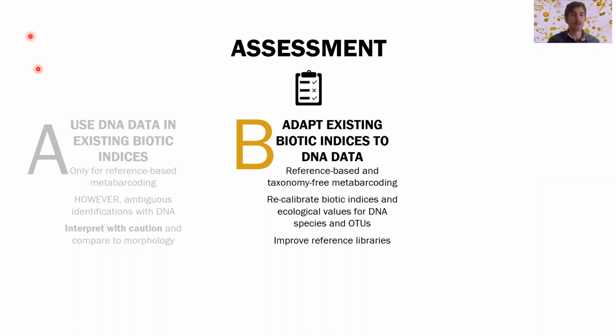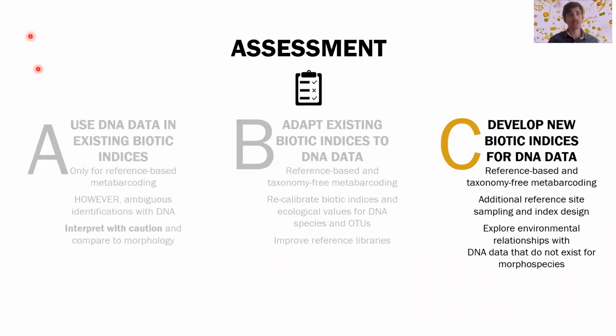And that means recalibrating the biotic indices, rerunning the models that underpin the indices and the ecological values that underpin the indices, and improving the reference library so that the species pools between the morphology and the DNA are as similar as possible. Third is that we can develop new biotic indices for DNA data, which should allow us to harness as much information as DNA will allow us to give us.